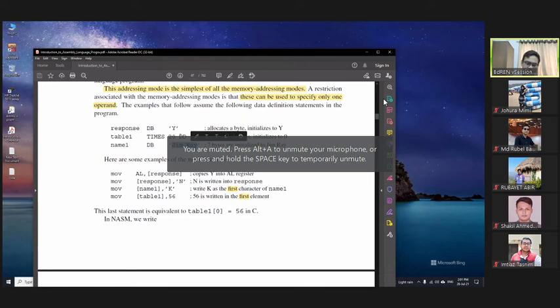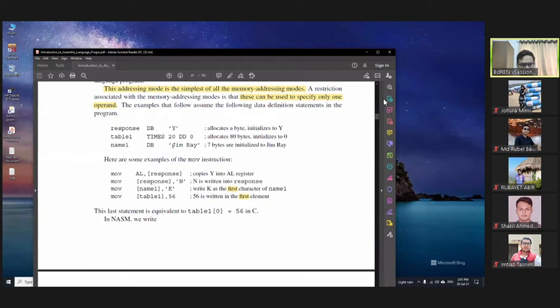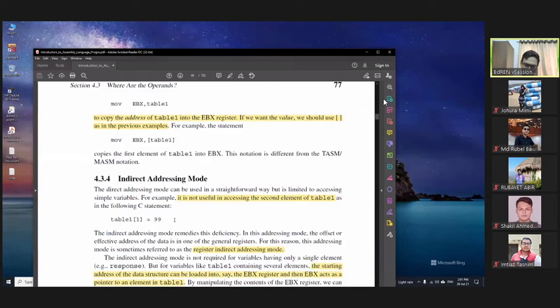Same as here in the table 1. If you want to change the second, third, fourth elements, we cannot do that. We can only access the first element like this. Look, MOV, this is a value, this is the variable, and we can have only the first character. Same as this one, we cannot go to the second, third, or fourth element. That is the limitation. To solve this, we have another addressing mode, which is called indirect addressing mode. In this indirect addressing mode, we can solve the problem.